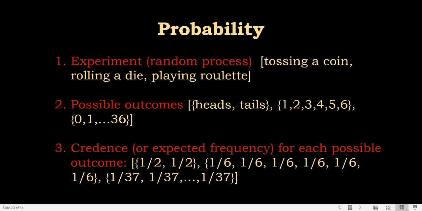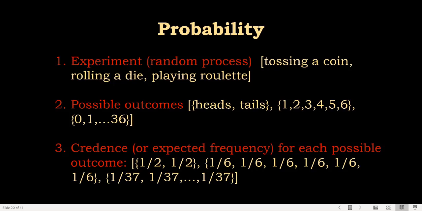For the die, we follow the same criterion, and because all the values are equally likely, we determine that the probability for each of the possible outcomes is 1/6. And for the roulette, the values from 0 to 36 are all probable, so for each of these values, there is a probability of 1 divided by 37.